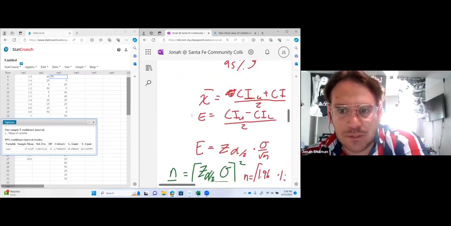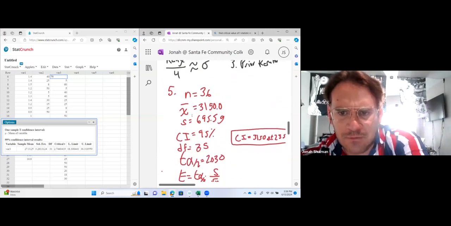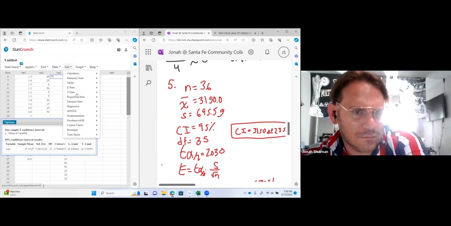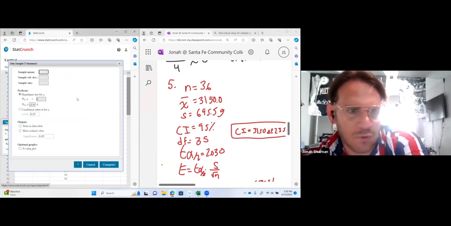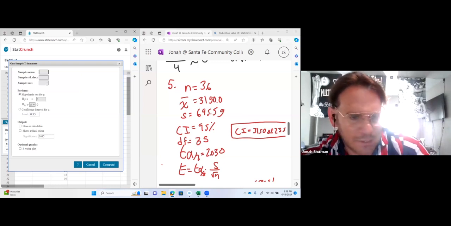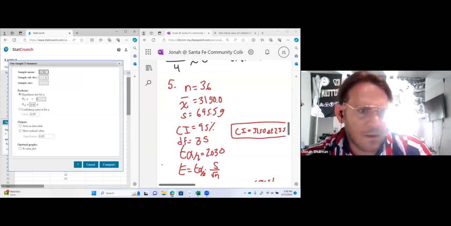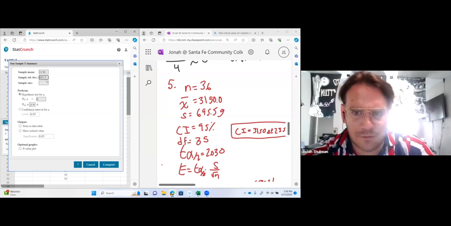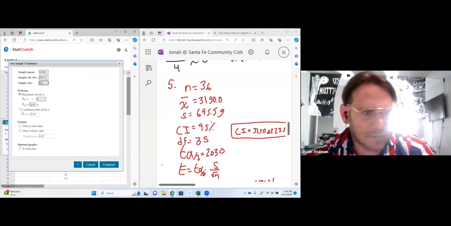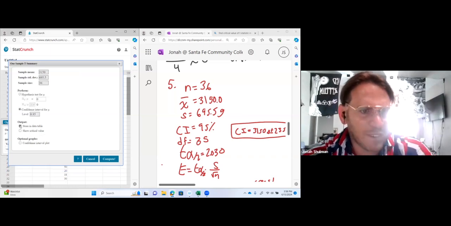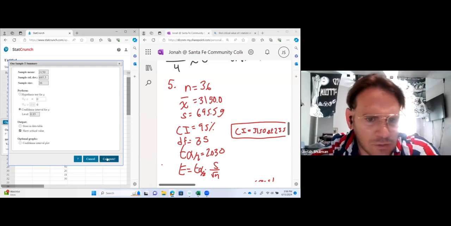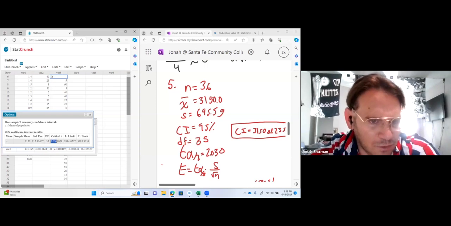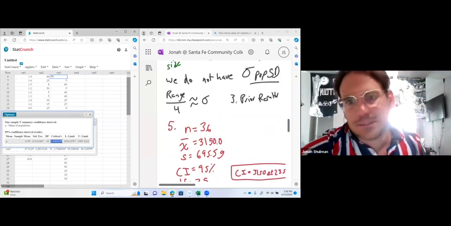All right, let's do this. I knew I'd be able to figure out how to do these and just get the value. If I have this data, t-stats, one sample with summary. Our sample mean is 3150. Our sample standard deviation is 695.5. Our sample size is 36. Our confidence interval is 95. And we can show the critical value. Our critical value is 2.030. Cool. I knew there should be a way to get these things exactly.